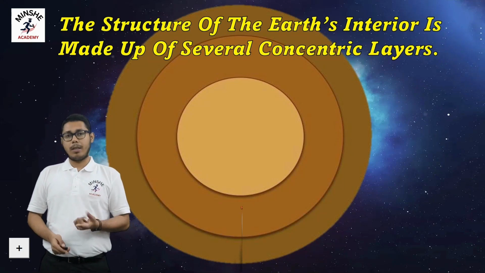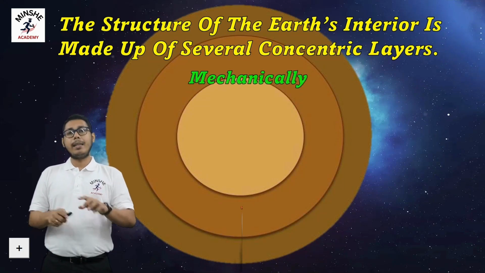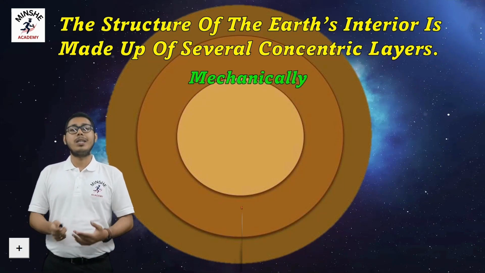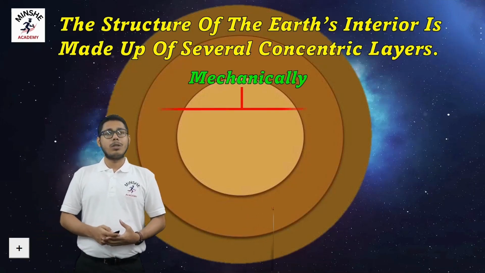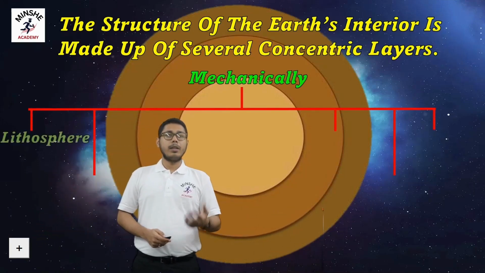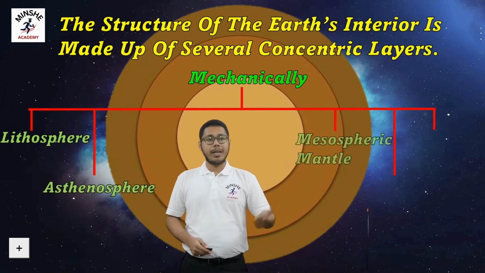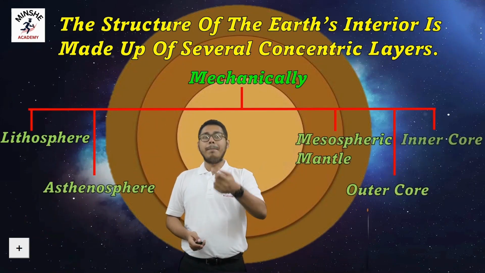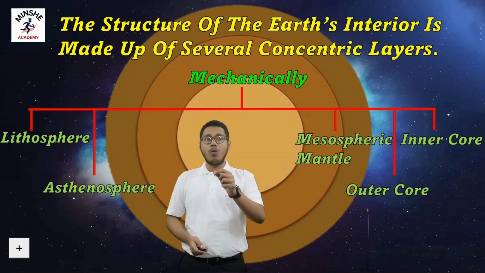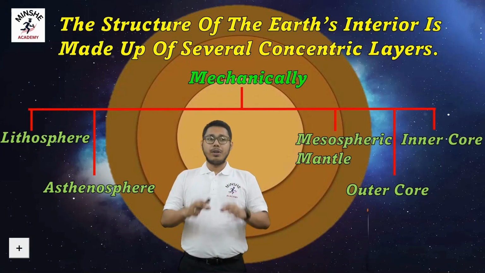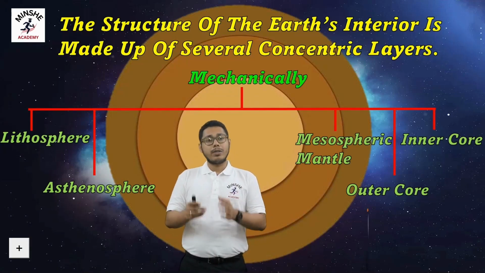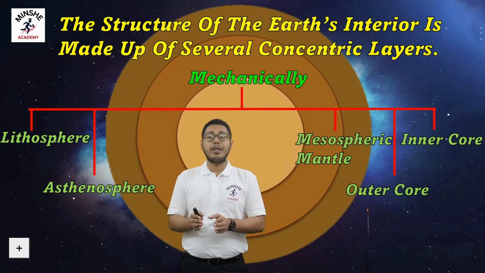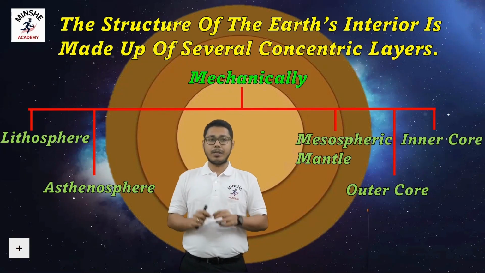Two types of divisions are there. First, mechanically, the Earth is divided into various kinds of layers. So what are those layers? Let's see. Lithosphere, you studied, right? Asthenosphere, mesospheric mantle, outer core, inner core. So these are basically the layers or divisions on the basis of the mechanical divisions.